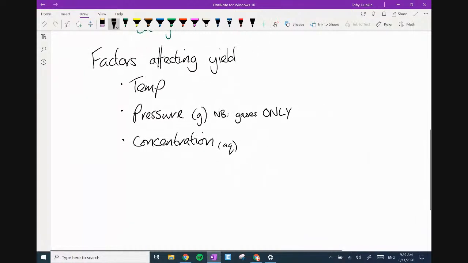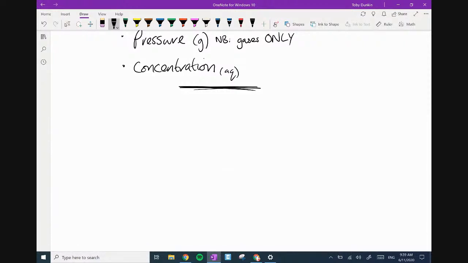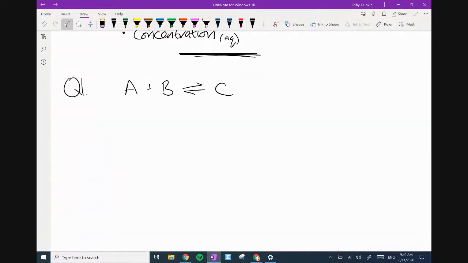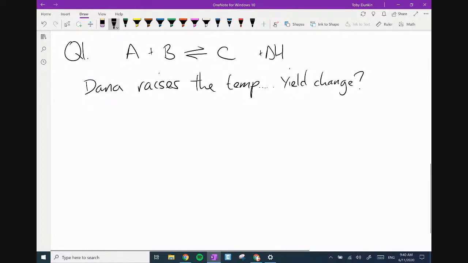Okay, so what does KOFS stand for? Let's just remind ourselves, and by the way, I'm going to put this in a question setting. So question number one for today's lesson. Let's write a general equilibrium. Question one: Donna raises the temperature. Yield change? Question mark? Okay, so impress me, year 13s.